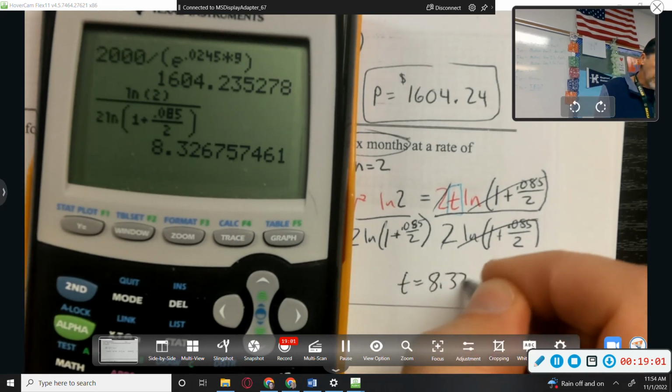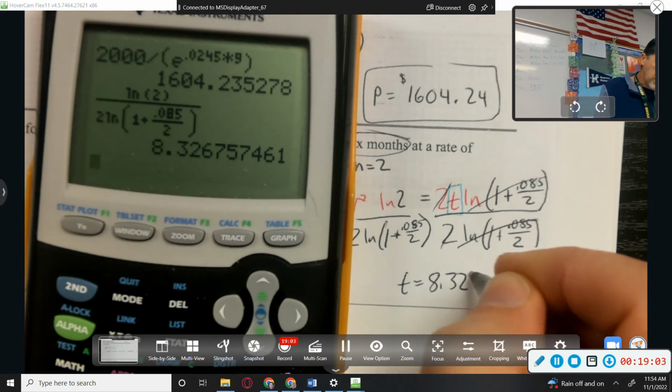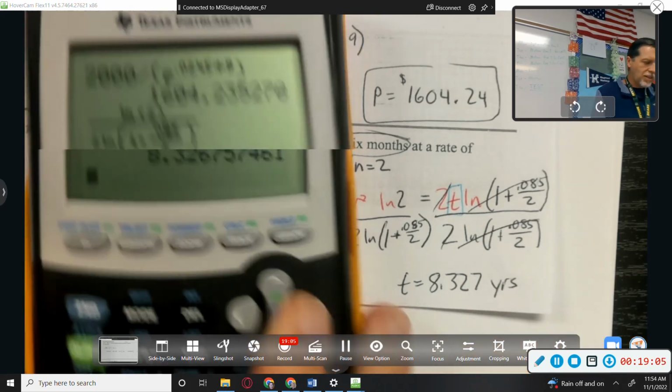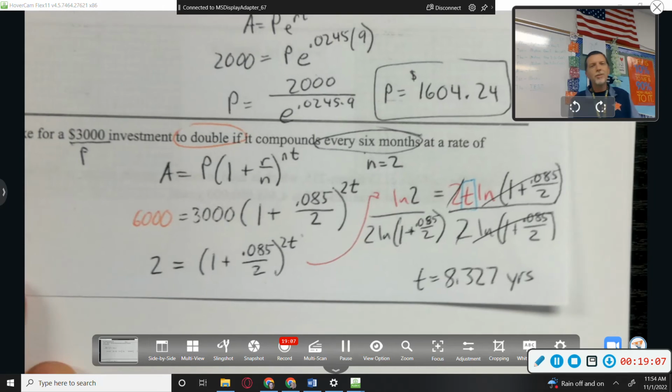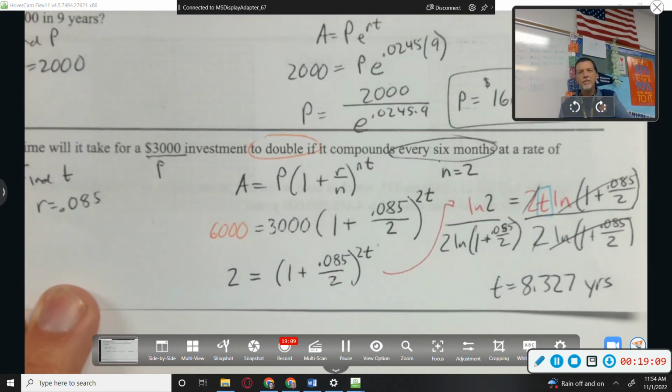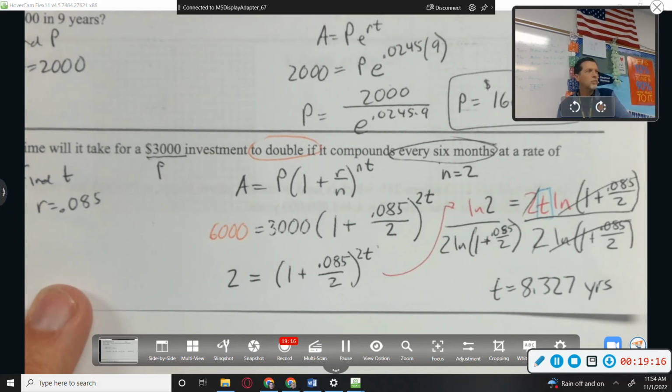This is another one where let's see if this answer makes sense. Again, you're probably not familiar enough with money to know if that answer makes sense, but for money to double in 8 years, that seems reasonable. It's not a gazillion years, but it's also not 3 days.